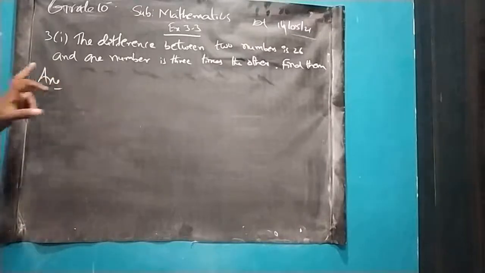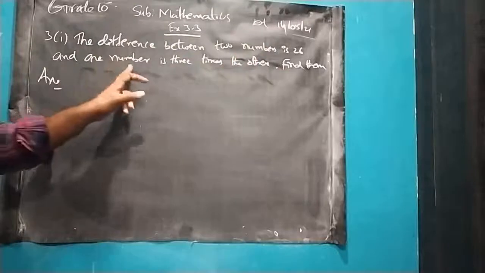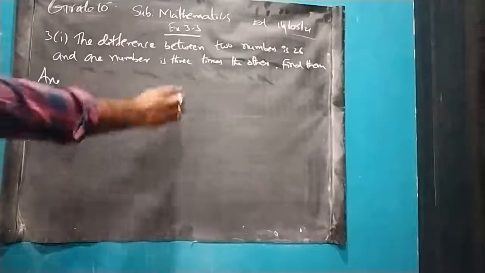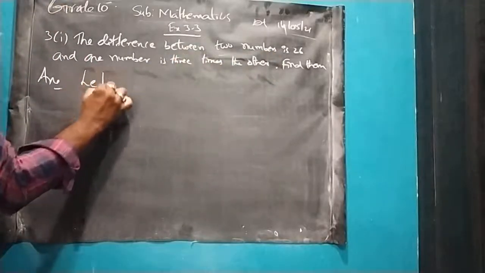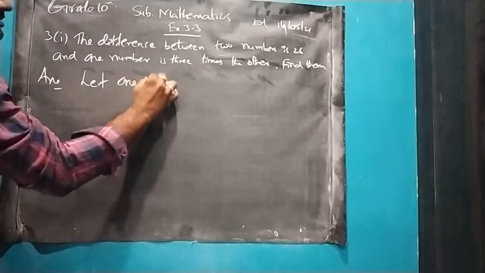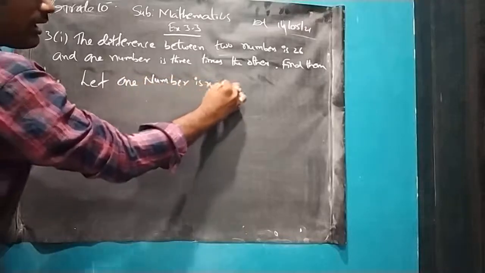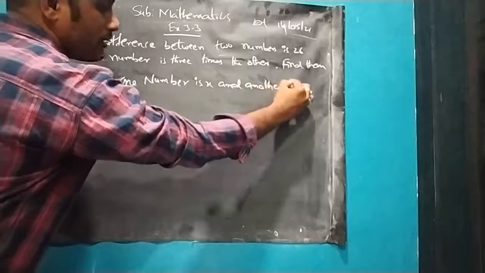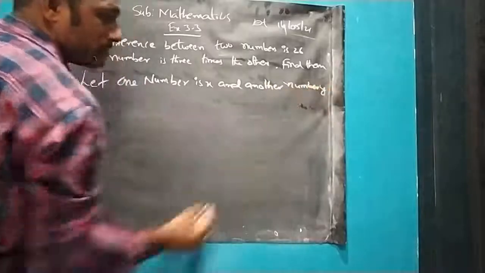So what is the question here? The difference between the two numbers is 26 and one number is 3 times the other. Find them. It is definitely talking about two numbers in the question. Let us assume one number is x and another number is y.